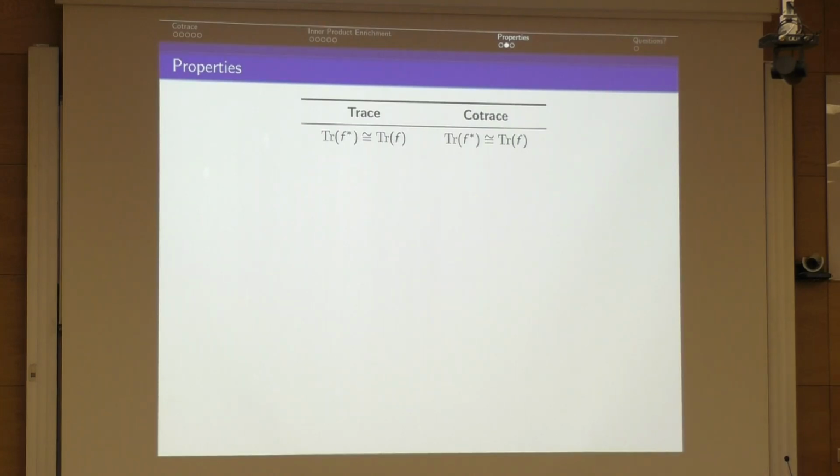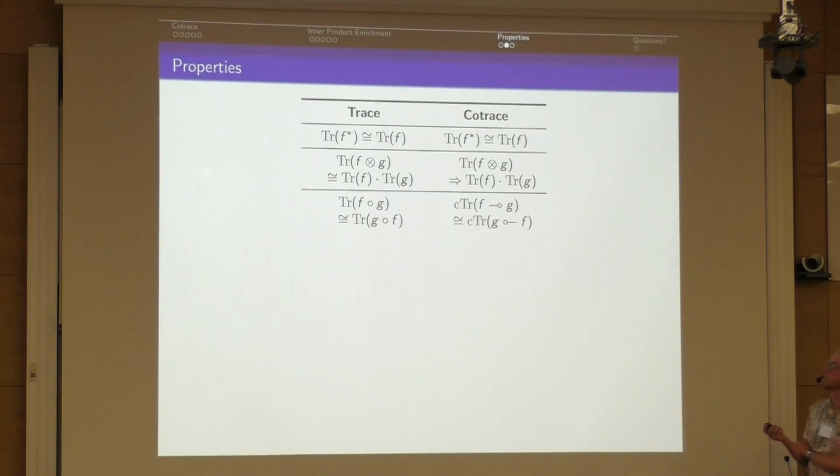Well, the first property of a trace is that it's dual invariant. So if you take the trace of F dual, you just get the same thing as the trace of F. This is also true of cotrace. So that's quite nice. The trace preserves tensor products in some appropriate sense, and cotrace kind of does, but laxly.